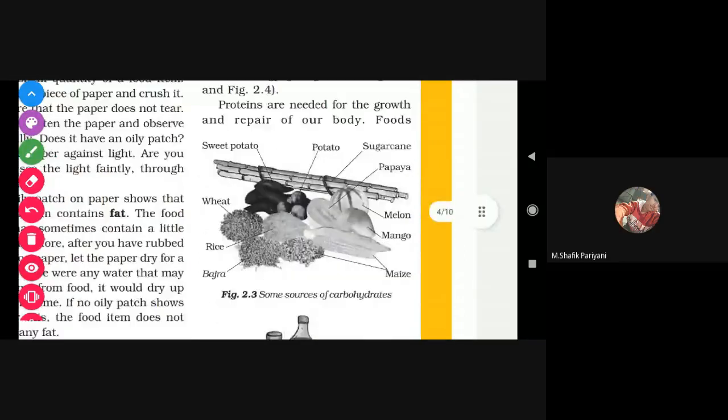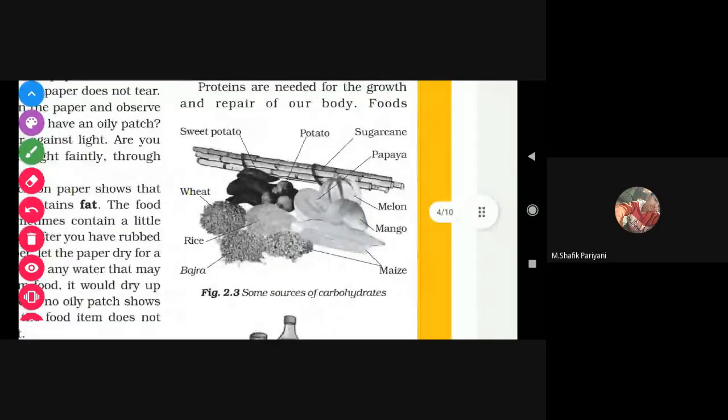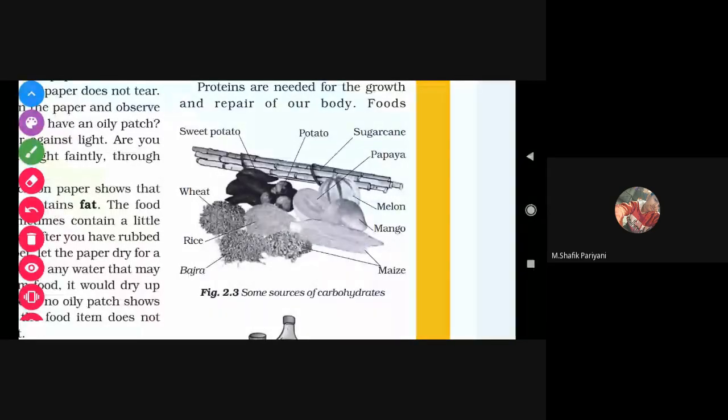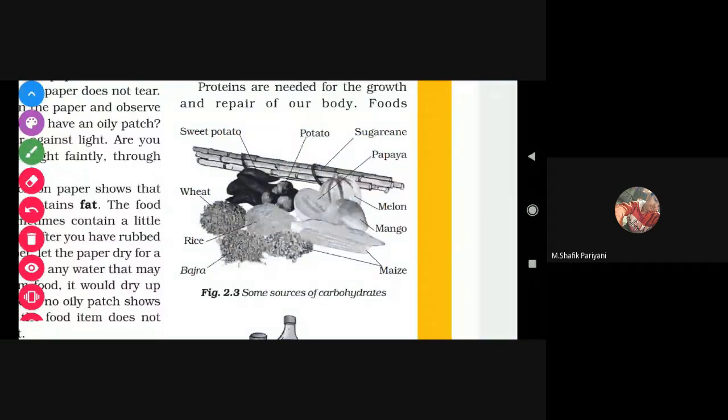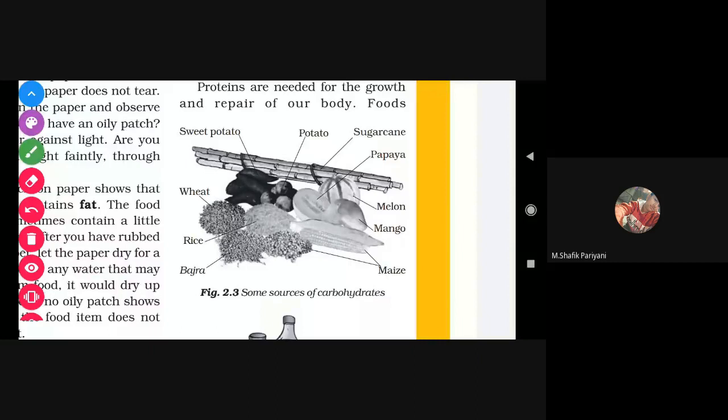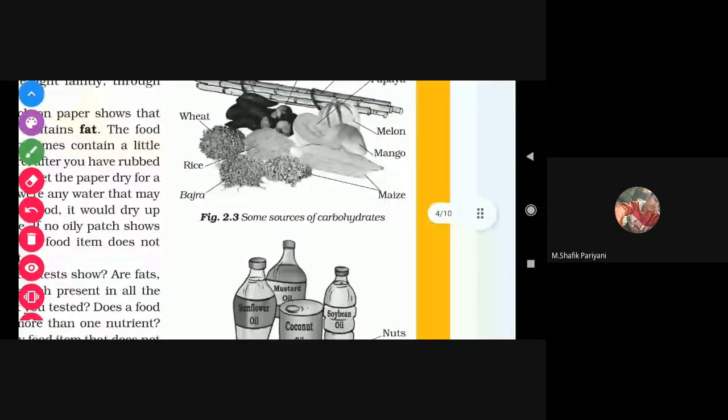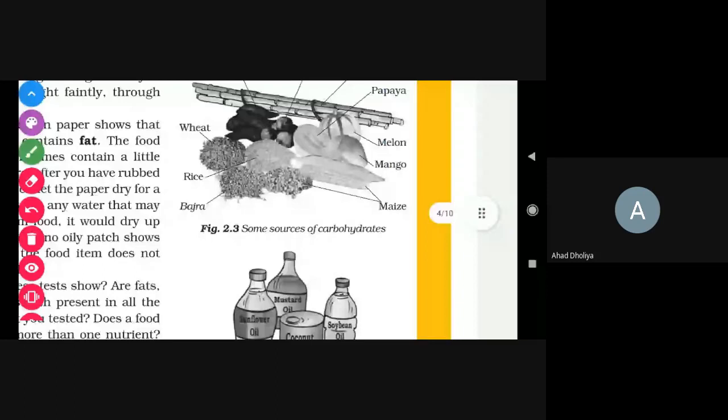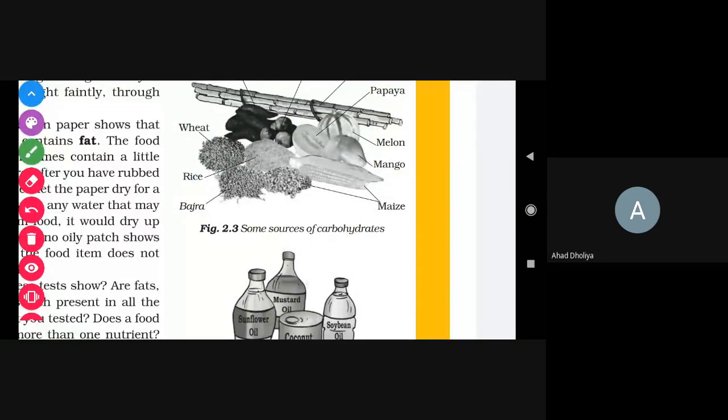Okay. So these are the foods that contain carbohydrates: rice, sweet potato, sugar cane, papaya, melon, mango, maize. All of these contain carbohydrates. These are the sources of food that contain carbohydrates. And what will carbohydrates do for us? They will give energy to our body.